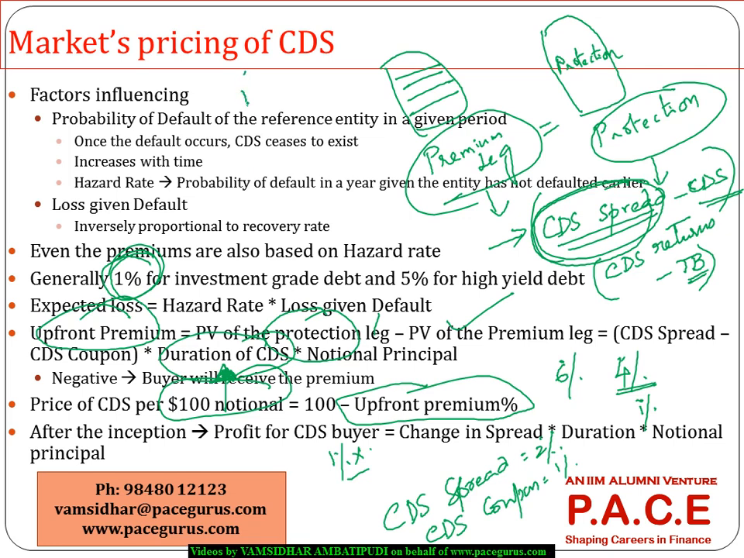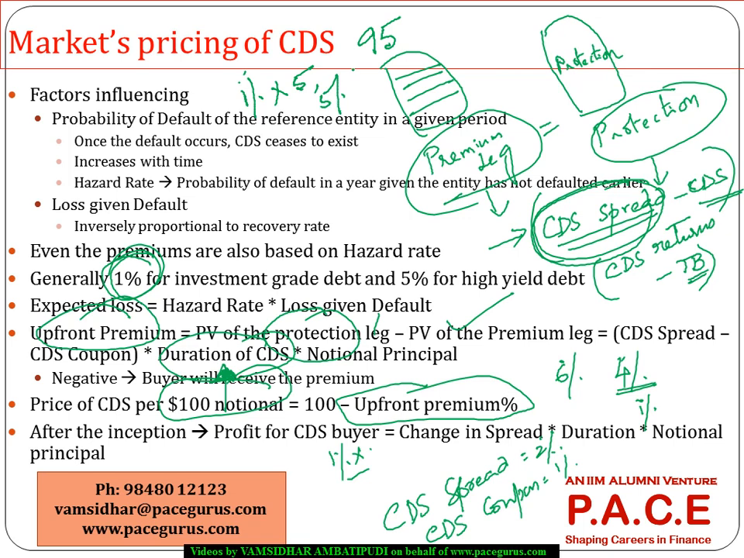1% into the duration, let's say 5 years approximately. So 5% forms the upfront premium. So the price of the CDS is $95 per $100 notional amount. So at any point in time, this is at the time of inception of the CDS.